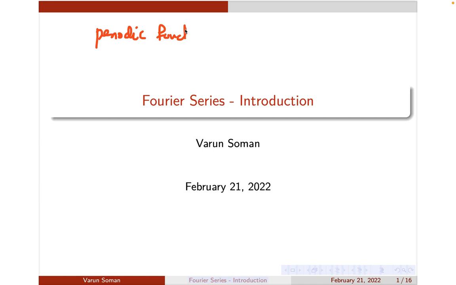A periodic function is a function which repeats after certain periods. For example, f of x plus lambda equals f of x, where lambda is a positive real number. We say that lambda is the period of that function. For example, sin x is a periodic function and it has period 2 pi, because sin of x plus 2 pi is equal to sin x.